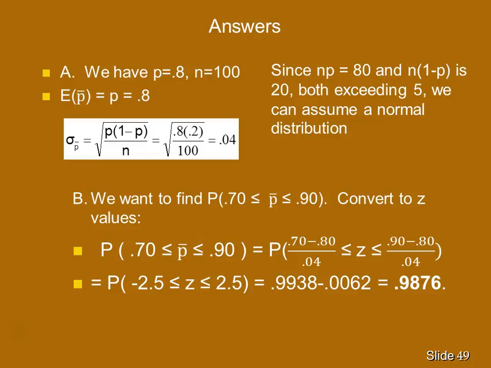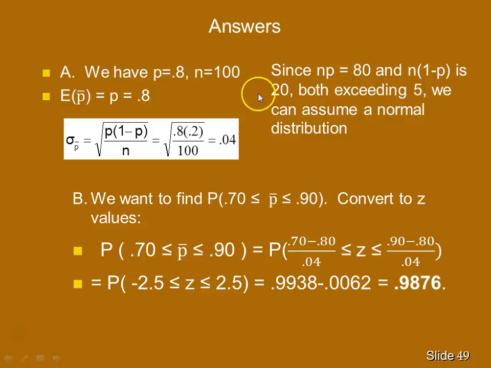Again, to describe the sampling distribution of the proportion, we simply need its mean, standard deviation, and shape. With p equal 0.8 and n equal 100, the mean is just equal to 0.8. Recall that the expected value of p bar is the same as the population proportion, so that's 0.8. Plug the numbers in for the standard error: 0.8 times 0.2 over 100, take the square root of the entire term, and you will get 0.04.